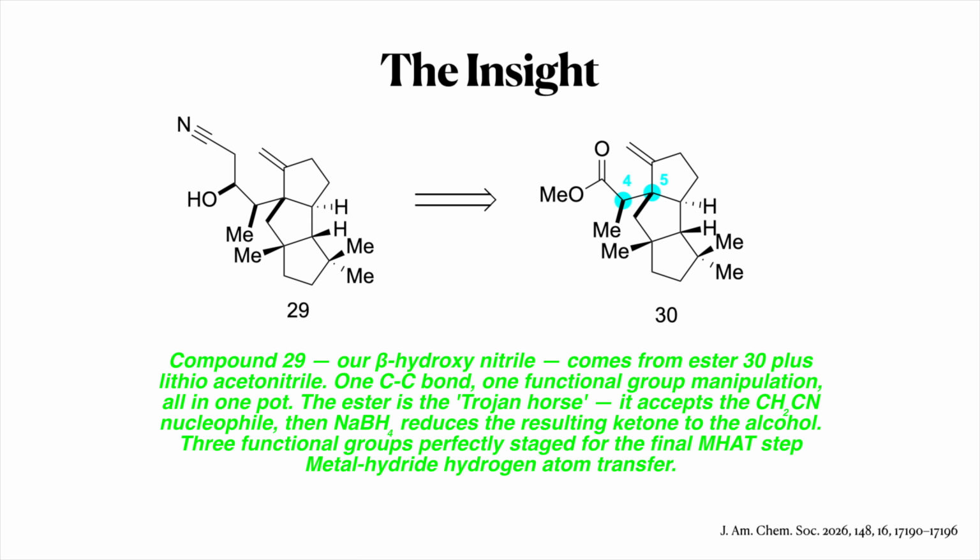Compound 29, our beta-hydroxynitrile, comes from Ester 30 plus lithium acetonitrile, 1 carbon-carbon bond, 1 functional group manipulation, all in one pot. The Ester is the Trojan horse. It accepts the CH2CN nucleophile, then sodium borohydride reduces the resulting ketone to the alcohol. 3 functional groups perfectly staged for the final MHAT step, metal hydride hydrogen atom transfer.